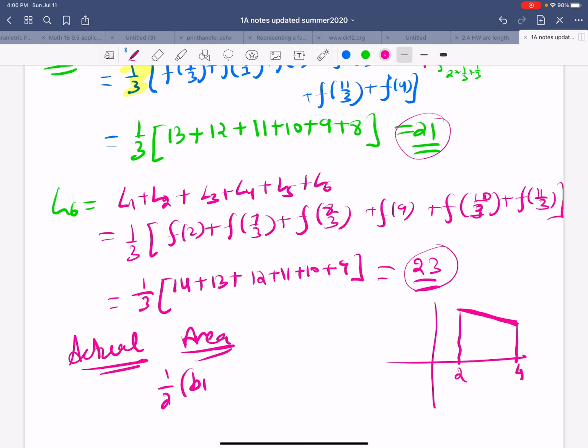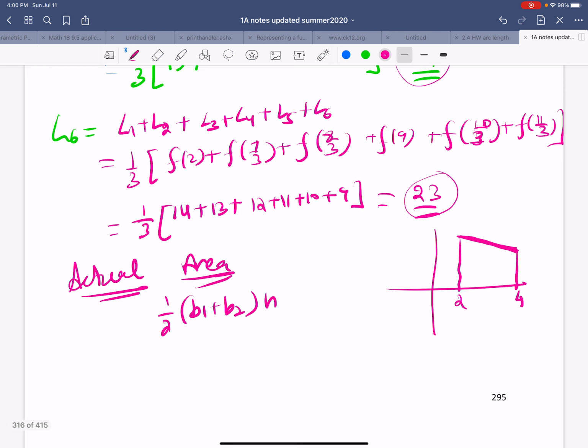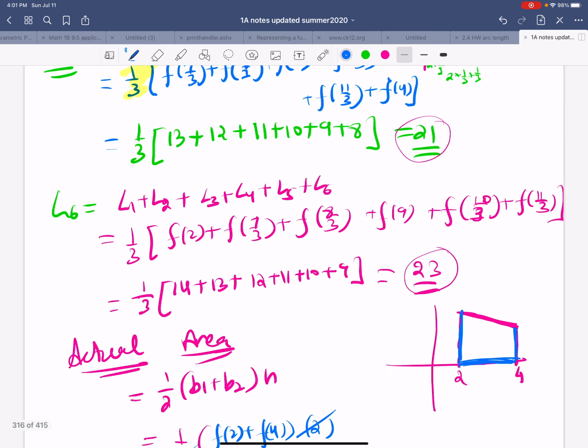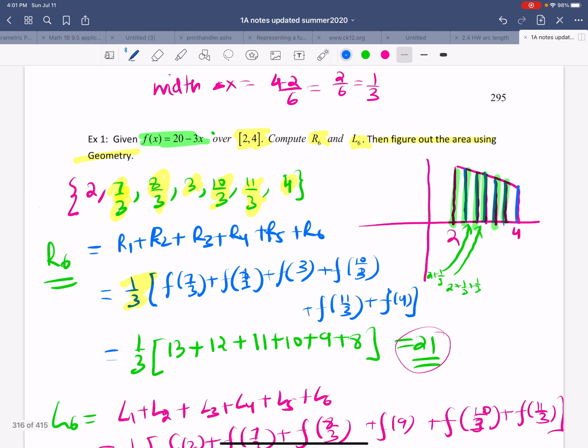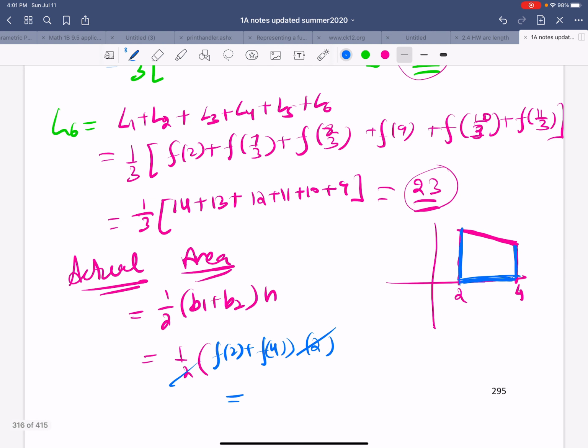Area of a trapezoid is 1/2 the sum of the parallel sides times the height. The parallel sides are here and here. So sum of the parallel sides times the height: f of 2 plus f of 4 times the height. The height is the straight perpendicular distance between 2 and 4, which is going to be 2. So 1/2 and 2 cancel. F of 2 plus f of 4. F of 2 is 20 minus 6.